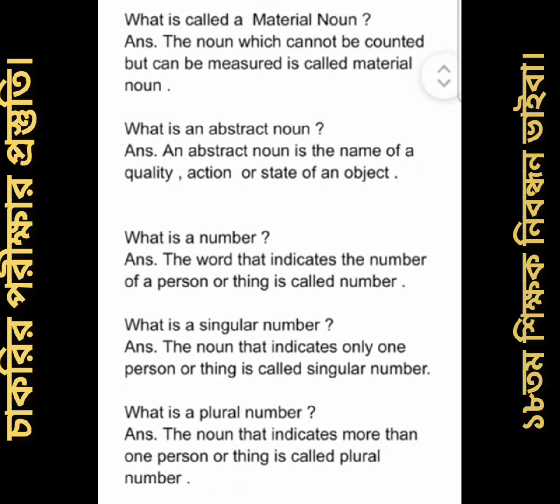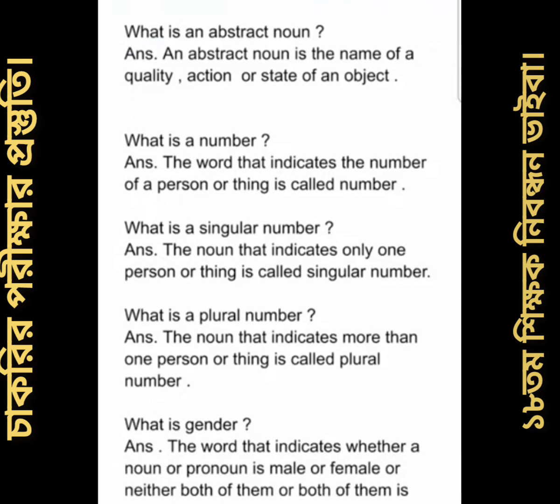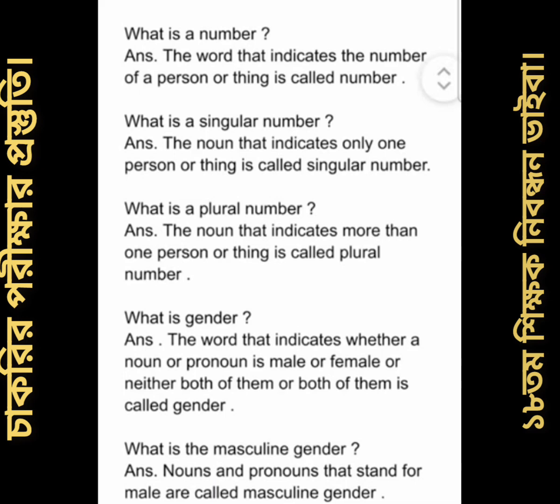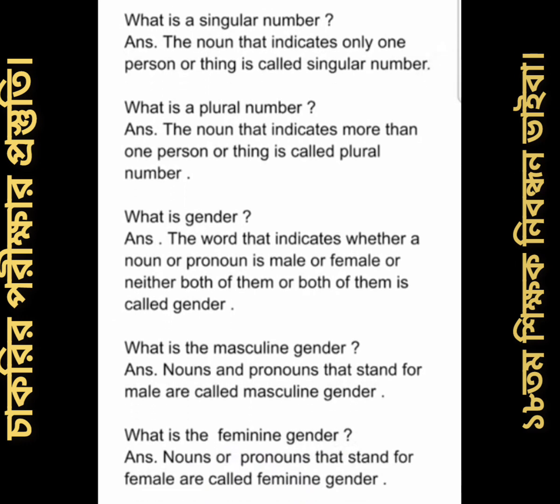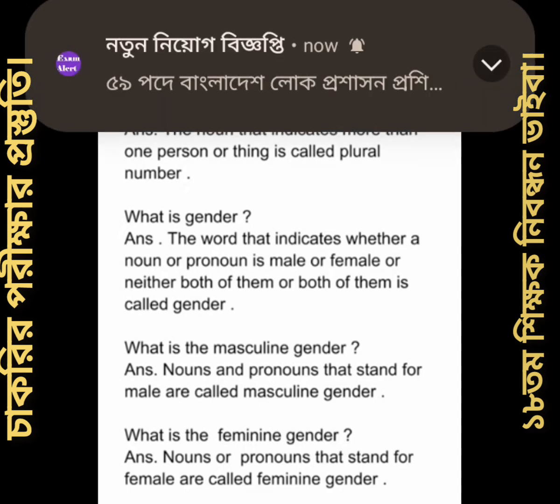What is called a material noun? The noun which cannot be counted but can be measured is called material noun. What is an abstract noun? An abstract noun is the name of a quality, action or state of an object. What is a number? The word that indicates the number of a person or thing is called number. What is singular number? The noun that indicates only one person or thing is called singular number.